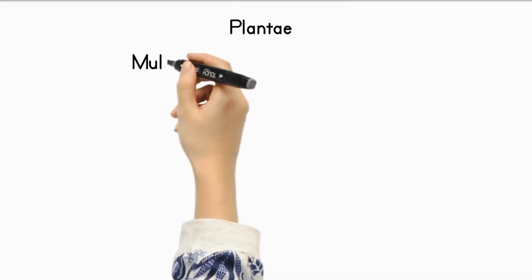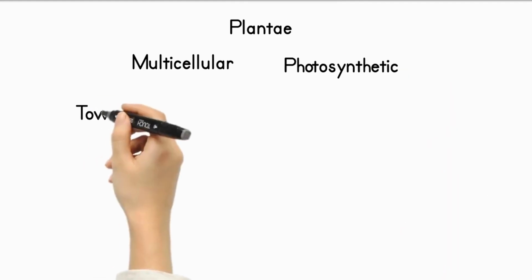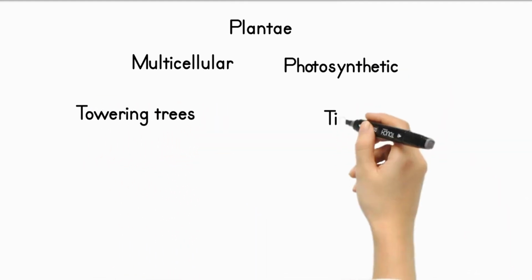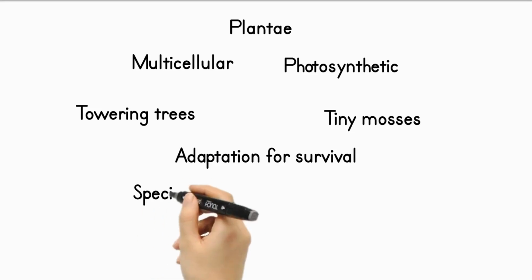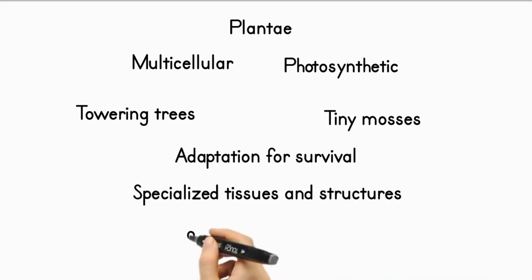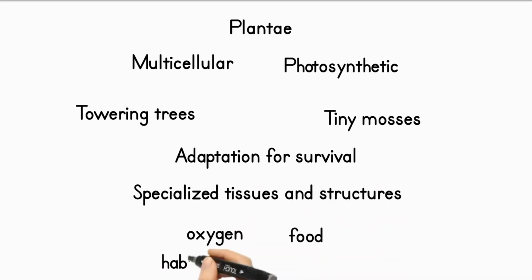The Plantae kingdom comprises multicellular photosynthetic organisms. From towering trees to tiny mosses, plants have a range of adaptations for survival, such as specialized tissues and structures. They provide oxygen, food, and habitat for numerous other organisms.